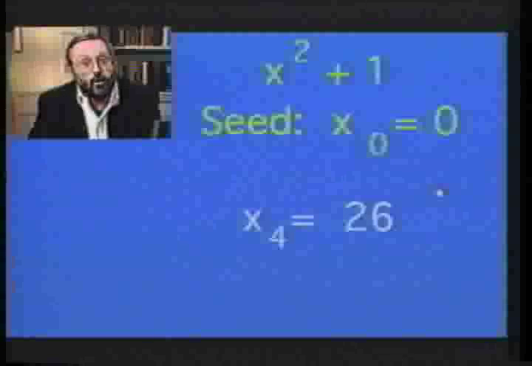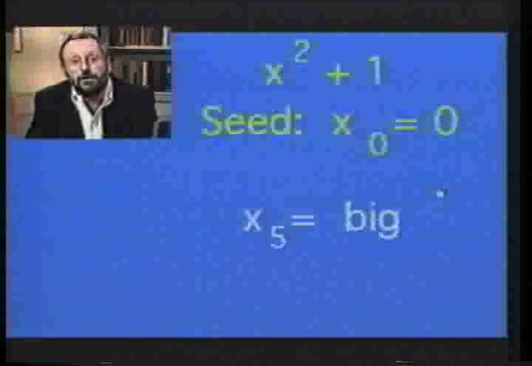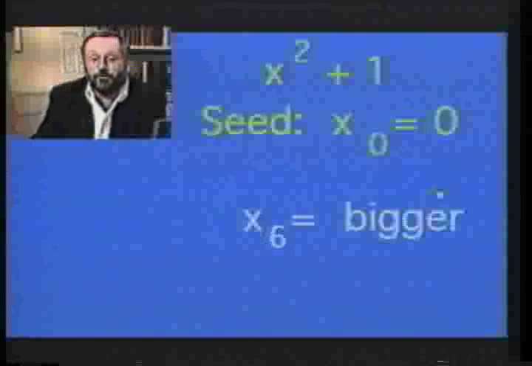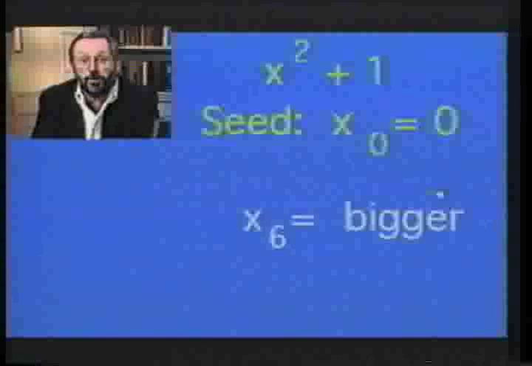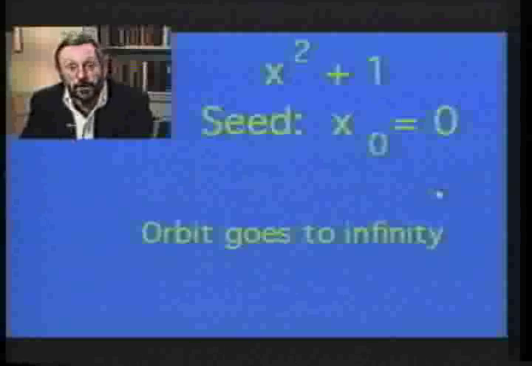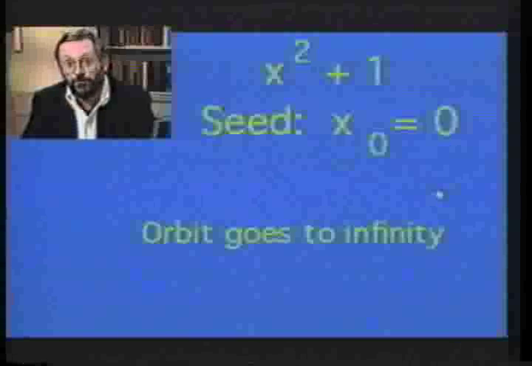26 squared plus 1 is, you with me? It's big. Big squared plus 1 is, yeah, that's right, bigger. So you see that under iteration of x squared plus 1, the orbit of 0 goes off to infinity. The fate of the orbit of 0 is it tends to infinity.